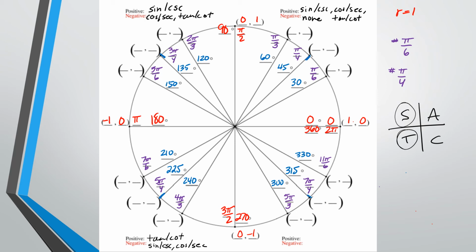And then last but not least, quadrant 4, we have a C. C stands for cosine. So cosine and secant are both positive, and then the other 4 are negative. So that means sine, cosecant, tangent, and cotangent. So we have those all filled out.